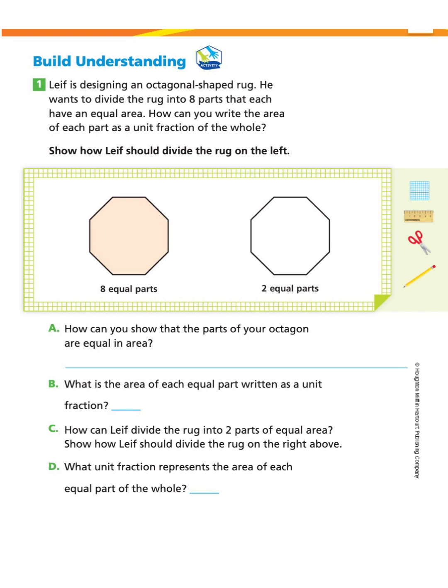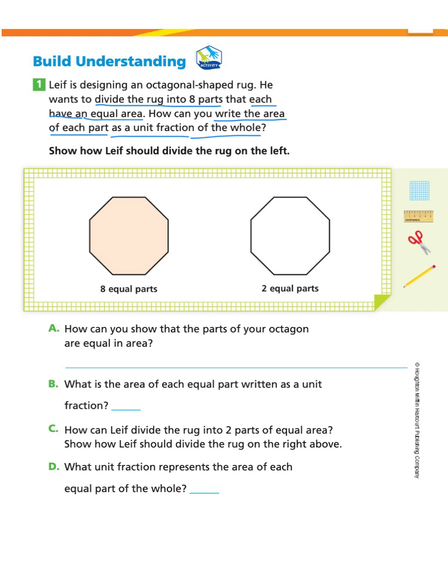We will start under Build Understanding. Leif is designing an octagonal shaped rug. He wants to divide the rug into 8 parts that each have an equal area. How can you write the area of each part as a unit fraction of the whole? Show how Leif should divide the rug on the left.